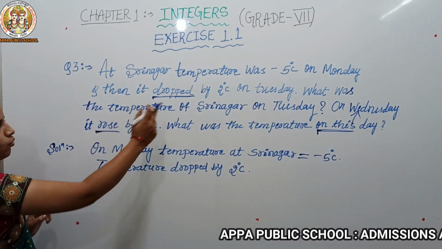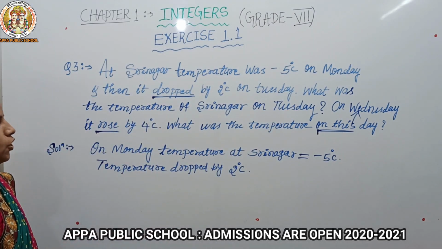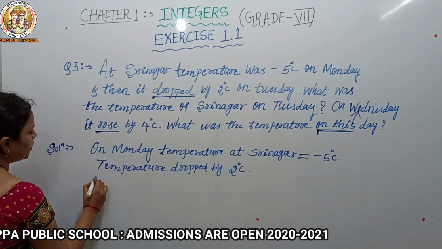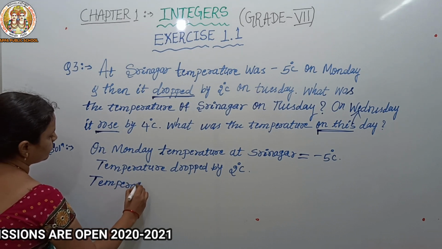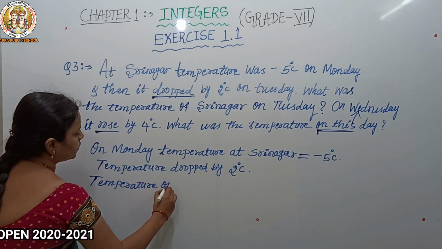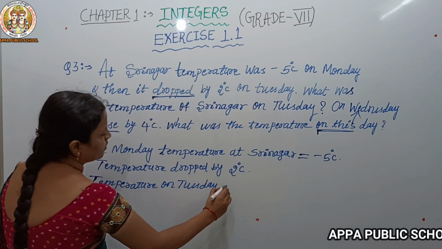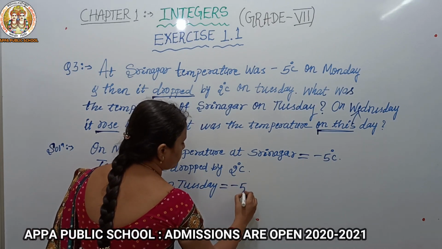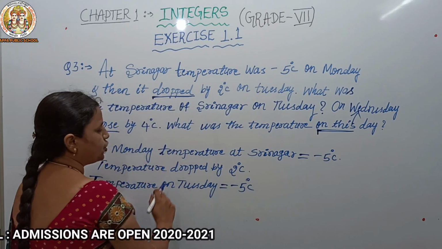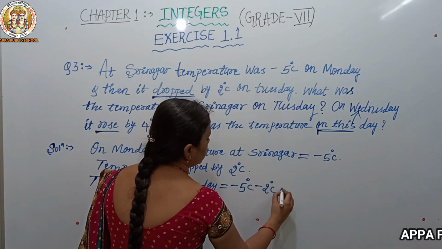Now, next you have to calculate the temperature on Tuesday. So, the temperature on Tuesday: first you have to take the minus 5 degrees Celsius. As it is a drop, it is a decrease, so it is minus 2 degrees Celsius.